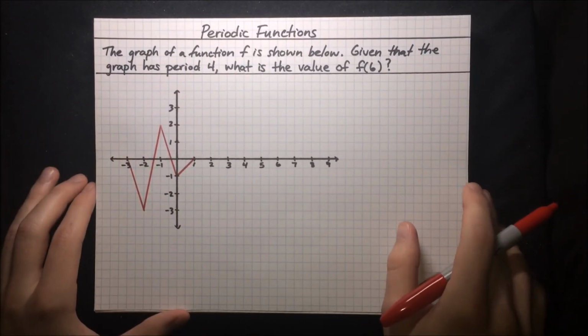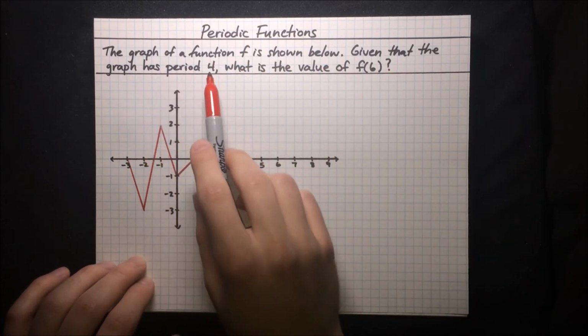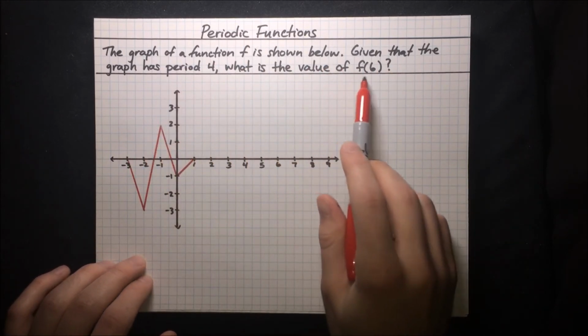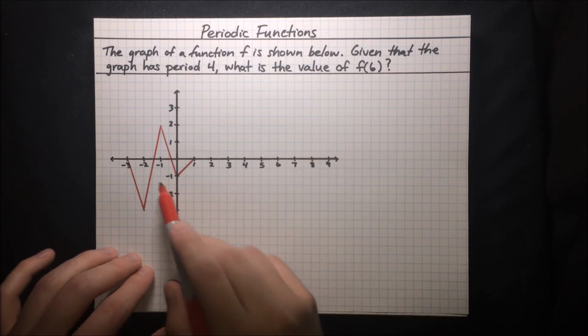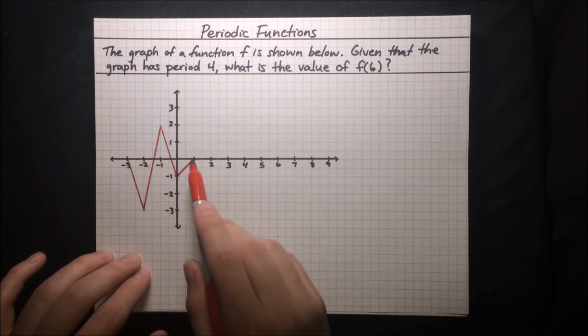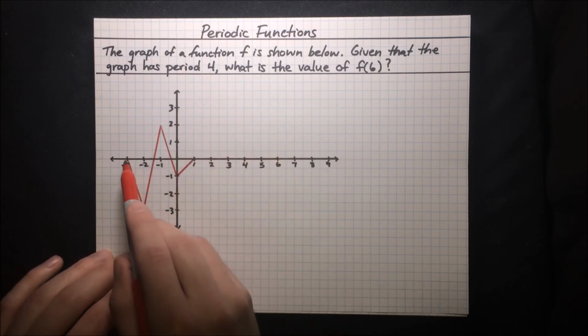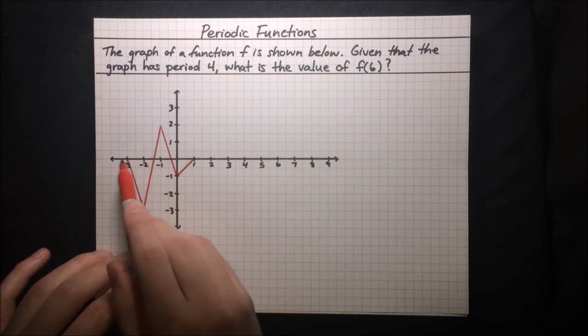All right, last example. The graph of a function f is shown below. Given that the graph has period 4, what is the value of f of 6? Okay, so that seems pretty similar to the previous problem. We have a little piece of a function, and let's see, does this length here match up with the period? Period is 4, the length is 1, 2, 3, 4. Yeah, so this is exactly 1 period of the function.